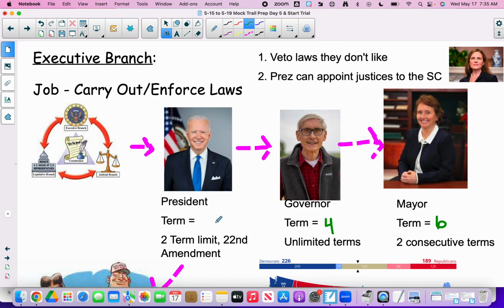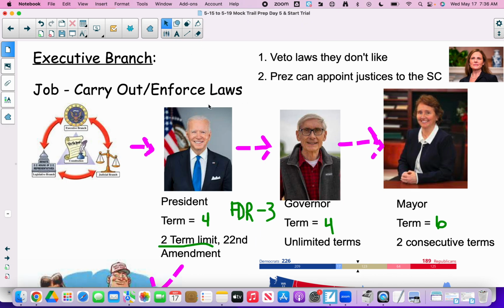And we have Joe Biden, our president. He has a term length of 4 years and a term limit of 2. The 22nd Amendment limits a president to only 2 terms. Before the 22nd Amendment, presidents like FDR, he's really the only one, could serve more than 2 terms. FDR served 3 terms. He served beginning around World War II.